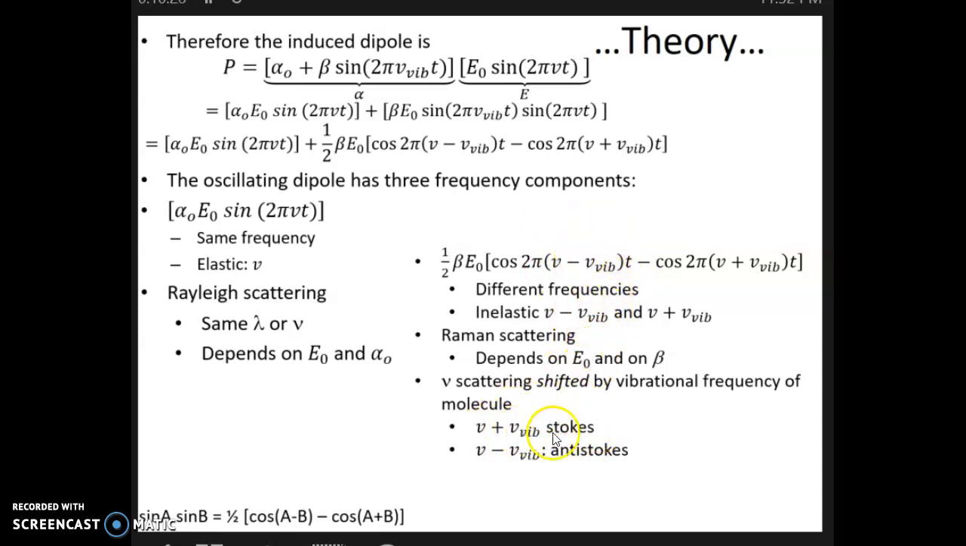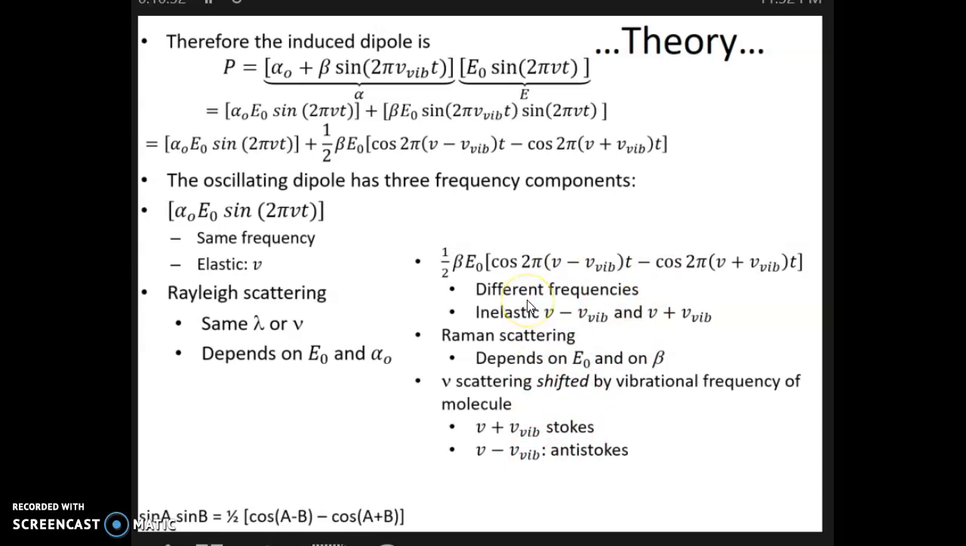The component v plus v vib is called a Stokes shift. That's because the frequency increases in energy. So a Stokes shift corresponds to an increase in energy. And this component v minus v vib is called the anti-Stokes shift. It corresponds to a reduction in energy.